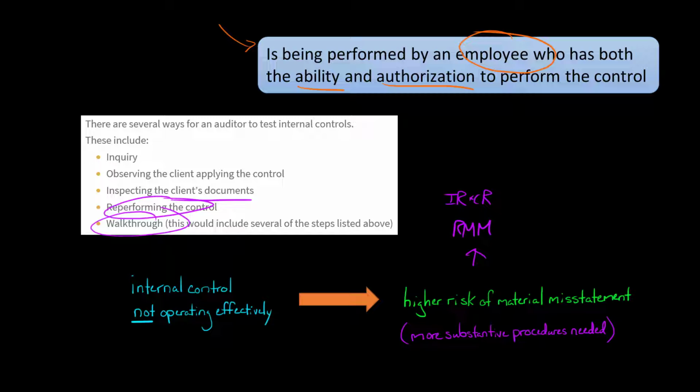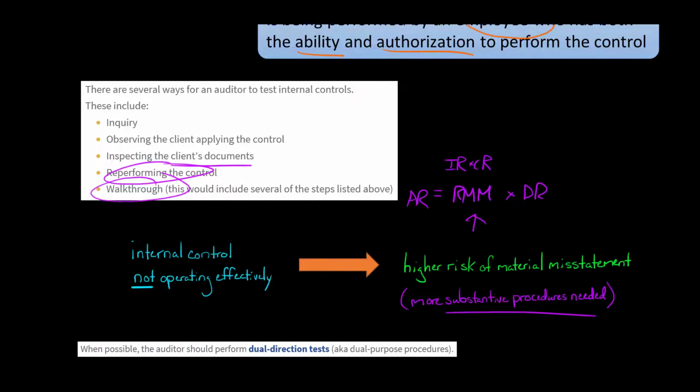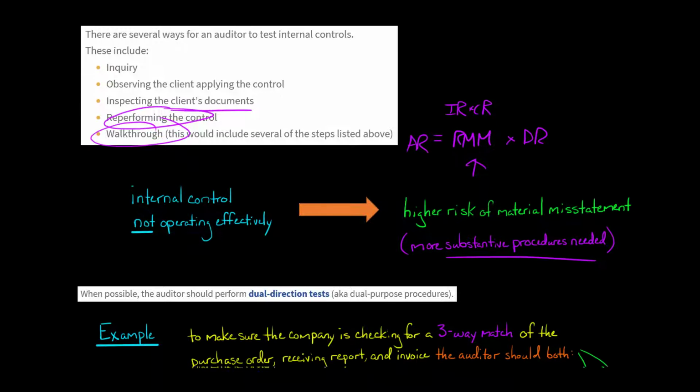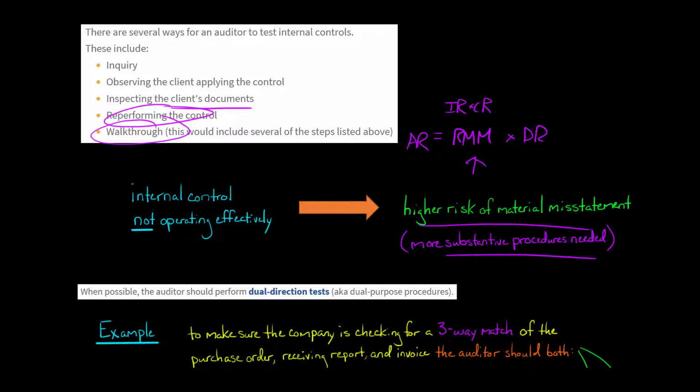If there's a higher risk of material misstatement, then that means that the auditor is going to need to do more substantive procedures, in order to decrease detection risk and keep the audit risk at an acceptable level. So internal controls aren't operating effectively, higher risk of material misstatement, auditor is going to need to perform more substantive procedures. So that's what we're dealing with here.